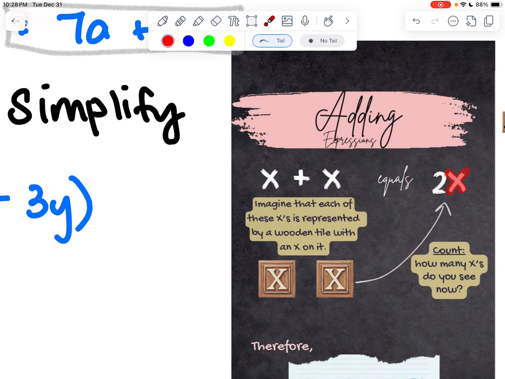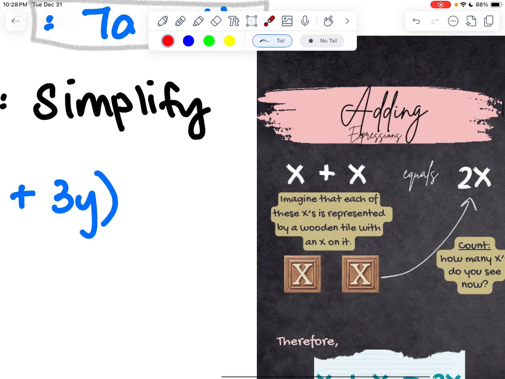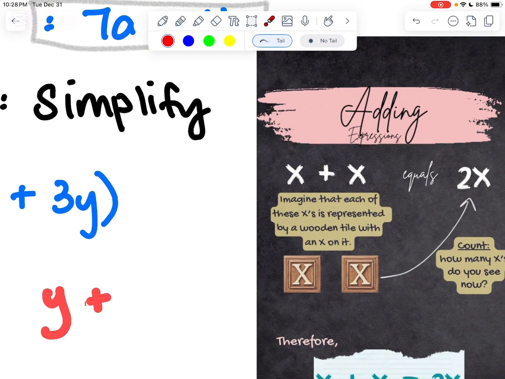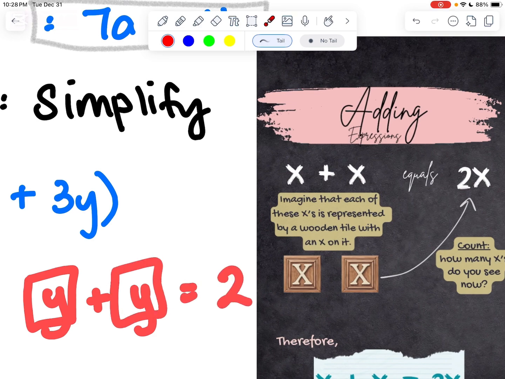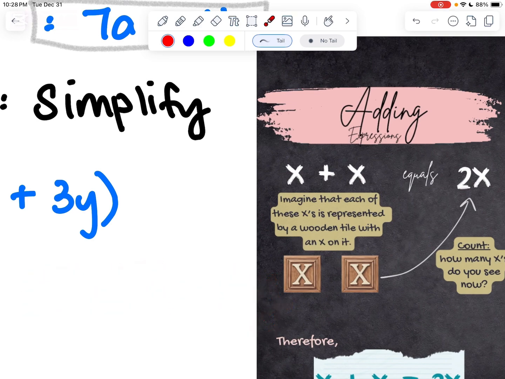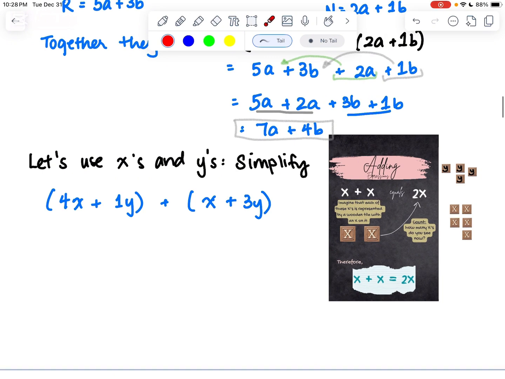Now this letter x is still there because it has to tell me what's written on that tile. So for example, if I had a y plus a y, I have one tile that says y, another tile that says y, and now I have 2 tiles that say y. So that video is available on my channel if you want to see it. Let's use that same analogy to explain this one here.